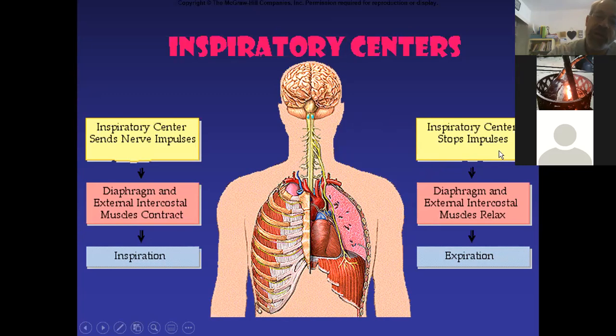The inspiratory center stops, allowing these muscles to relax and recoil even beyond where they were before, which will increase the pressure, allowing for expiration. So that's for quiet breathing, and you can imagine, obviously, with deep breathing, we just have more nerves involved stimulating those different muscle groups.